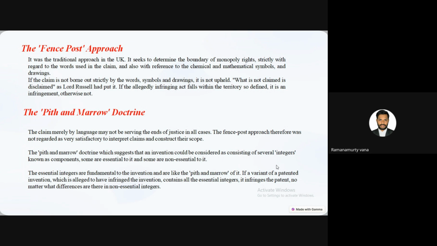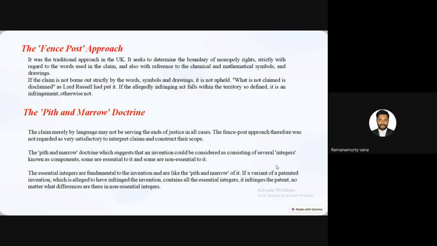Basically, it was the traditional approach in the UK. It seeks to determine the boundary of the monopoly strictly with regard to the words used in the claim, and also with reference to chemical and mathematical symbols and drawings. If any law student is here, they will understand: there are two doctrines while interpreting any statute. One is literal interpretation, and another is the pith and substance doctrine. In the case of literal interpretation, you should study what is written in the act according to the lines, but you cannot go in between the lines. That comes under this approach.